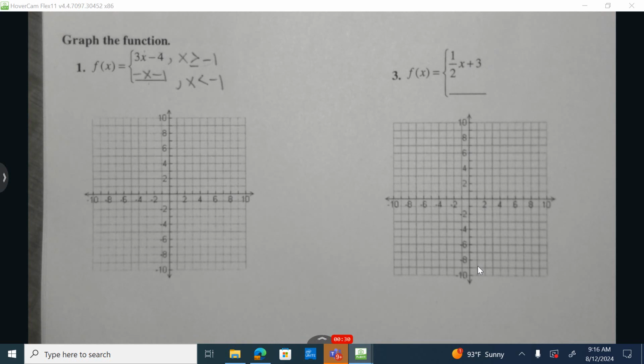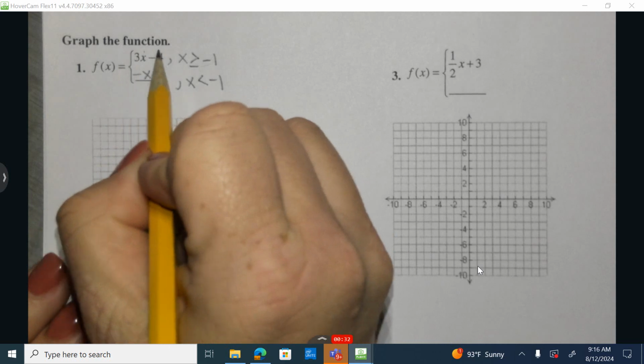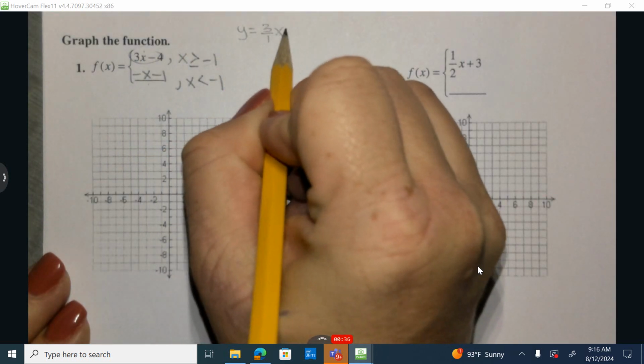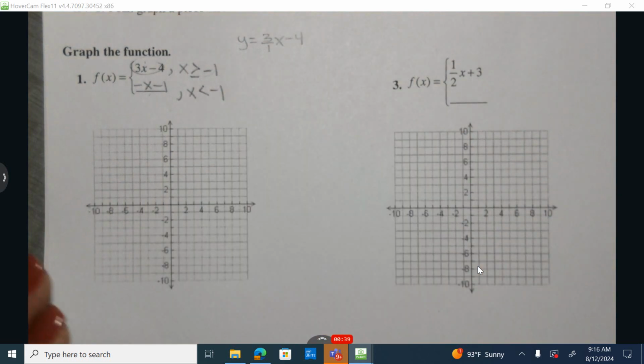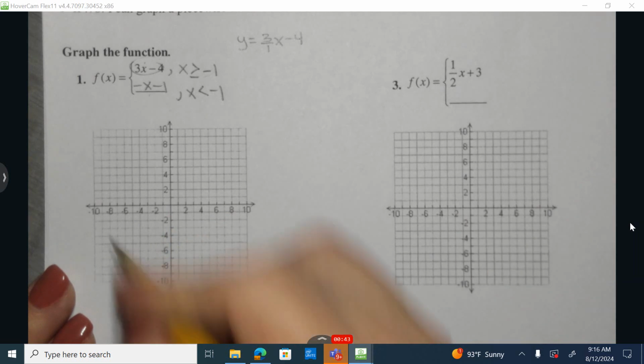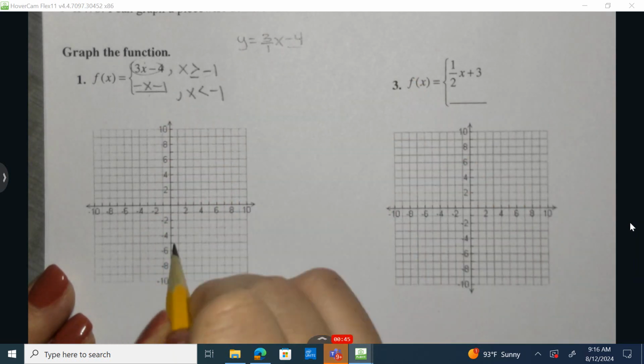So let me get started, as if you don't ever remember learning this in 8th and 9th grade, and maybe that's the case for many of you. This is what you're going to do. We're going to pretend this is simply the equation y equals 3 over 1x minus 4, and I'm going to graph it as accurately as possible. So I'm always going to start here on the y-axis.